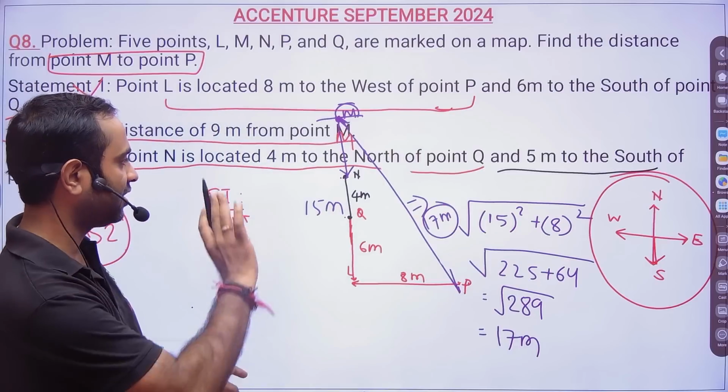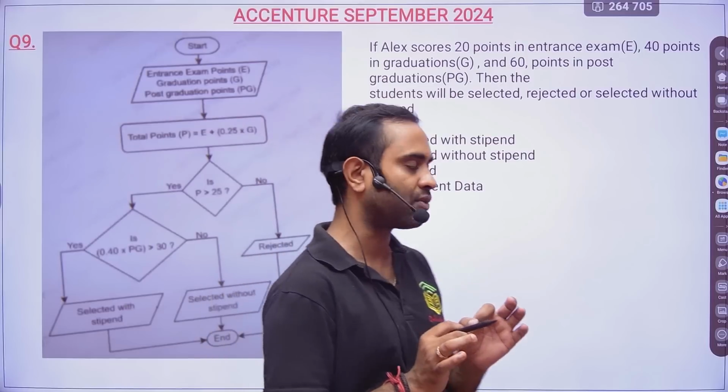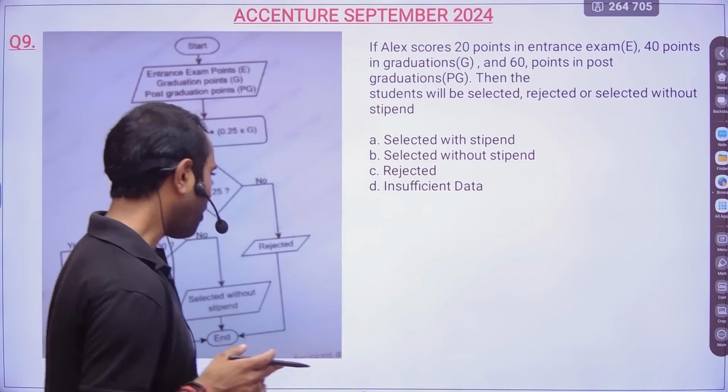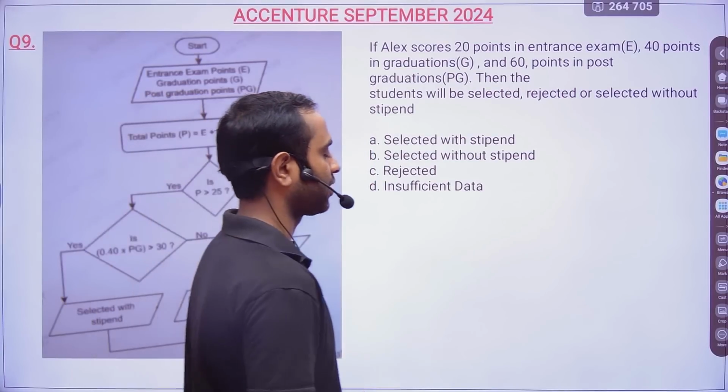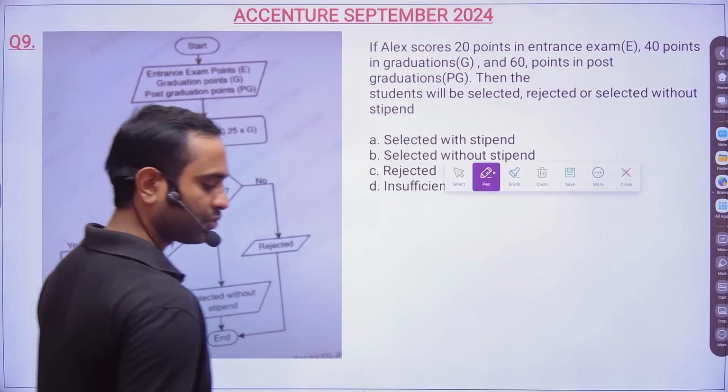So in an easy way we are able to do it. So the answer to the question will be that statements 1 and 2 both are required to solve this particular question. Now friends, this is a question from the flow chart. This particular question says, you might be able to see this flow chart.